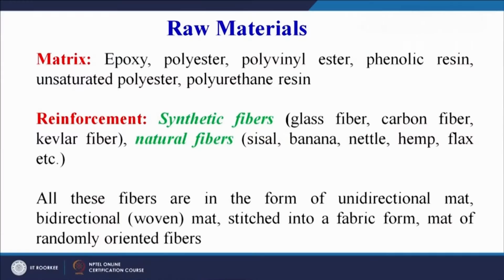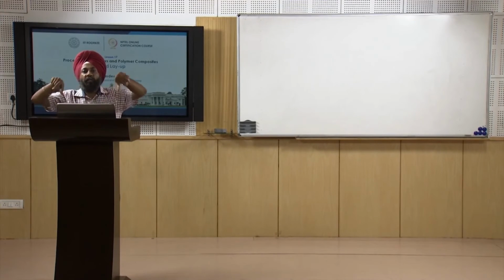Then what can be the reinforcement? As we have seen in the classification of composite materials, if you remember, we can have natural fiber reinforcement and synthetic fiber reinforcement. The synthetic fibers can be glass fiber, carbon fiber, Kevlar fiber, and the natural fibers can be sisal, banana, nettle, hemp, flax. But mostly in the hand layup process, our focus is on using the woven mat type of reinforcement, cloth type of reinforcement. To explain to a layman, it will be a mat or a cloth type of reinforcement.